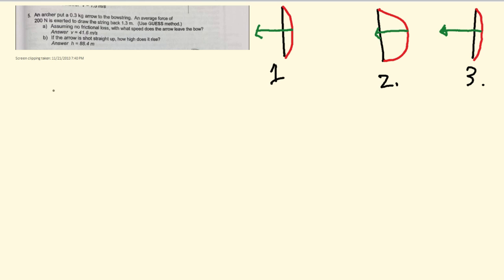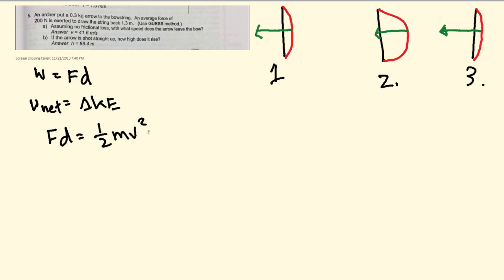And so, you know that work is equal to force times distance, and you also know that the net work is equal to the change in kinetic energy. So, you can show that force times distance is equal to 1/2 mv squared.